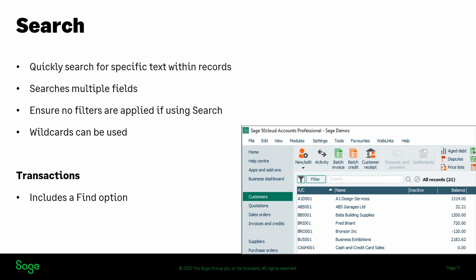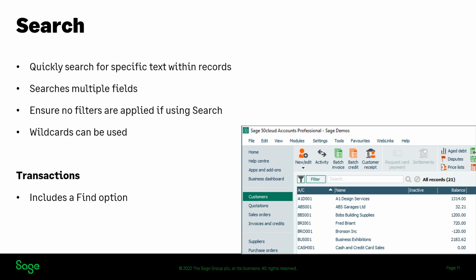Now, the difference between using a filter and using a search is that when you're using the search, it will search multiple fields simultaneously. So it's going to look within the record. It's going to search the address fields, the contact name, the telephone numbers. It'll search all of those to find any that meet whatever you type into the search field.